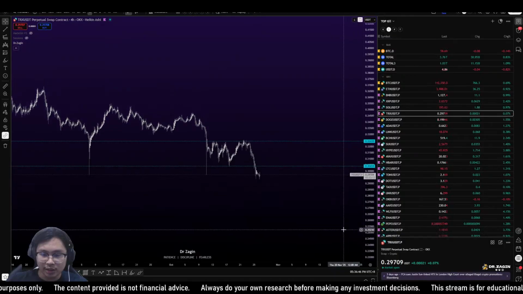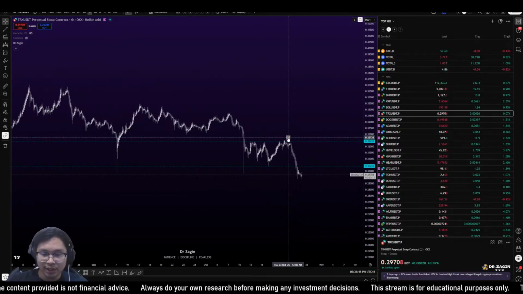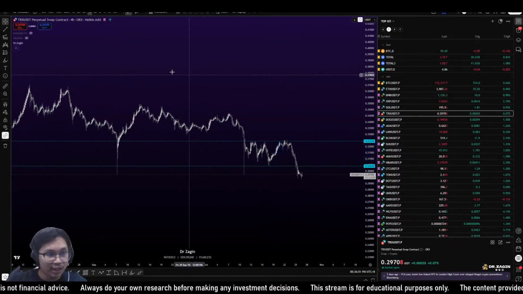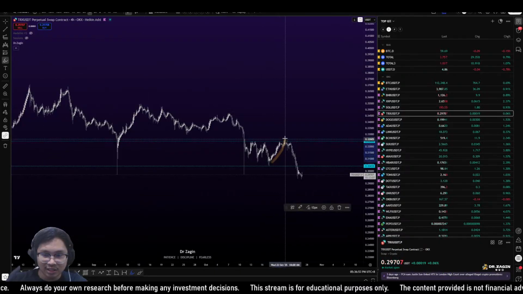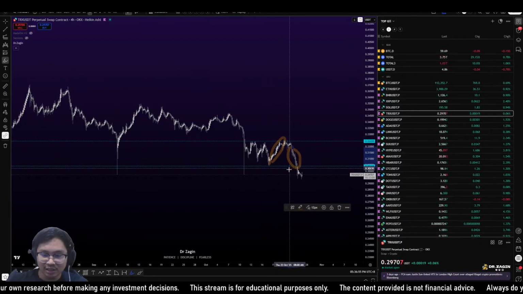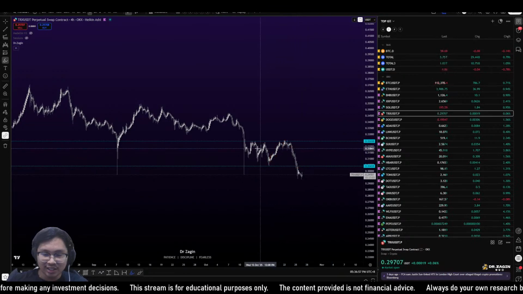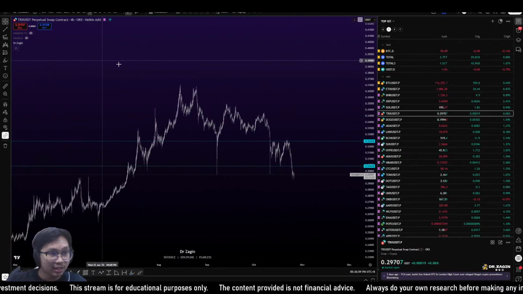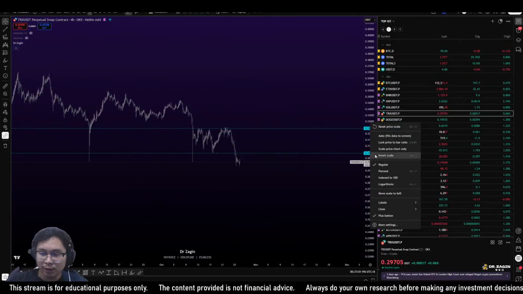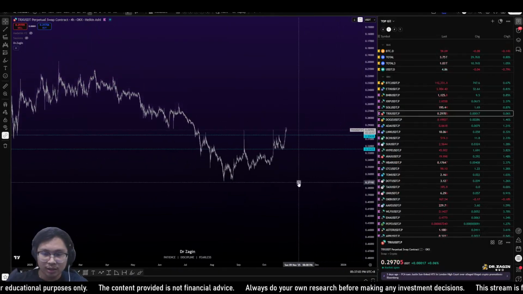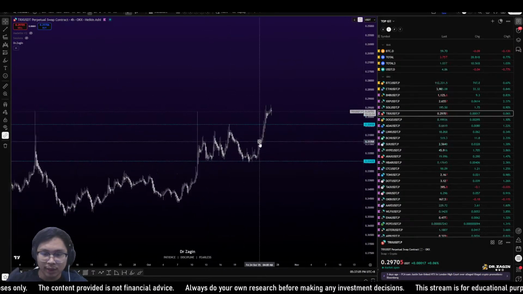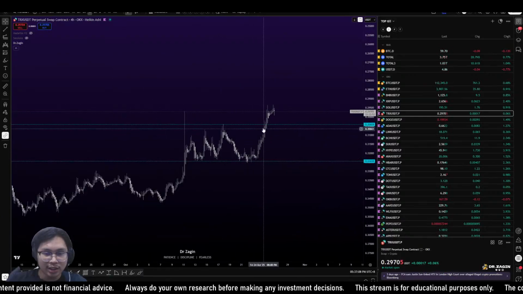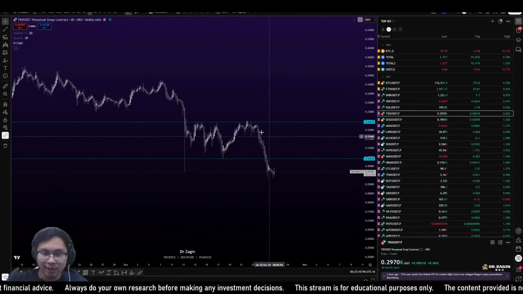Let's go TRX. I traded this actually. I traded this and this, but I exited here. Pretty good profits right there. Why did I enter this? I'll show you why.